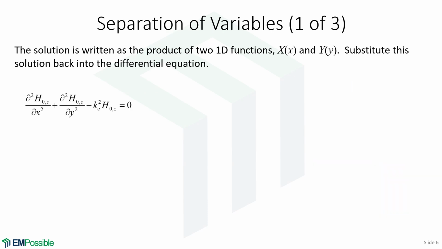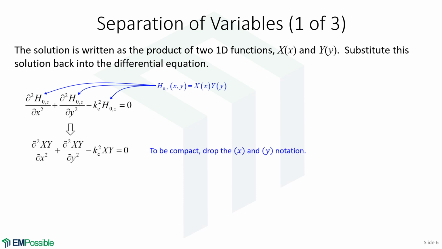So let's go ahead and apply separation of variables. We start with our governing differential equation. We recognize that we're going to write our unknown function, the H naught z, as the product of 2 one-dimensional functions. So we will then substitute that into our differential equation, and we end up here. Now notice I dropped this parenthesis x, parenthesis y notation. Technically they should be here, but just for simplicity I've dropped them. So we've written our differential equation again, but now having substituted H for X times Y.